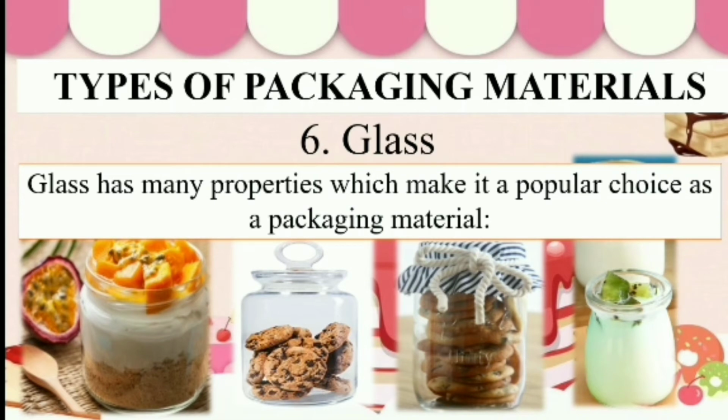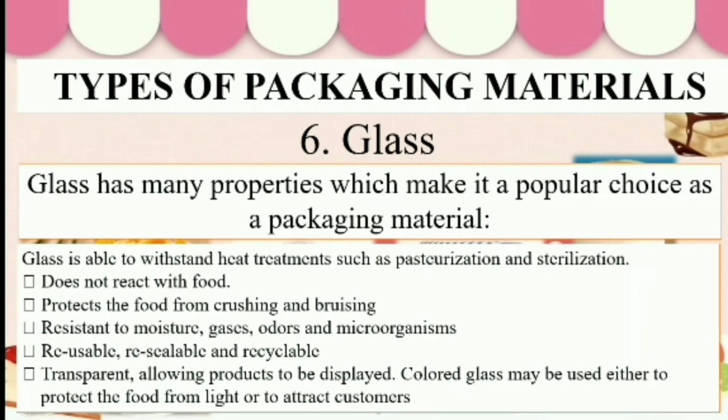Glass has many properties which make it a popular choice as a packaging material. Glass is able to withstand heat treatments such as pasteurization and sterilization, does not react with food, protects the food from crushing and bruising, is resistant to moisture, gases, odors, and microorganisms, and is reusable, resealable, and recyclable. It is transparent, allowing products to be displayed. Colored glass may be used either to protect the food from light or to attract customers.